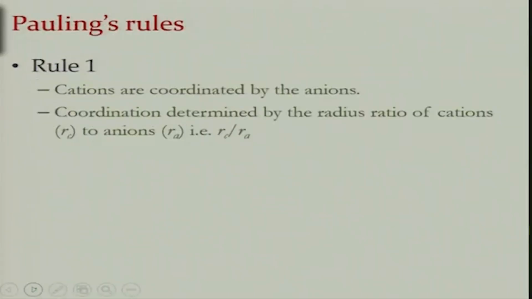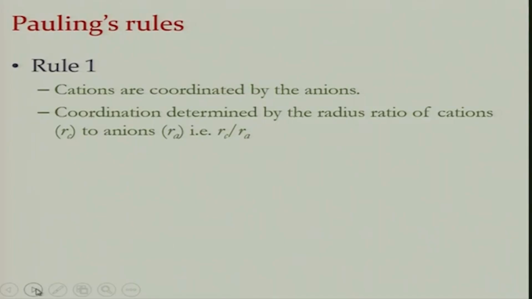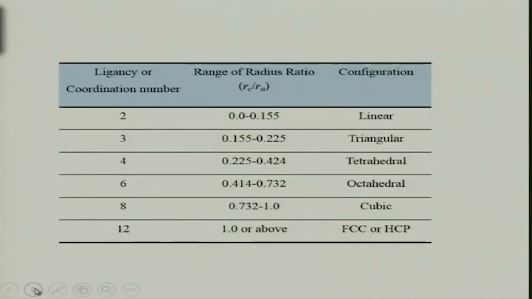Rule number 1 is that cations are coordinated by anions. Every cation is surrounded by anions, so it has a certain coordination number. This coordination number, the number of nearest anion neighbors, is determined by the radius ratio of cations with respect to anions, that is RC divided by RA, where RC is the radius of cations and RA is the radius of anions. So, there is a range.